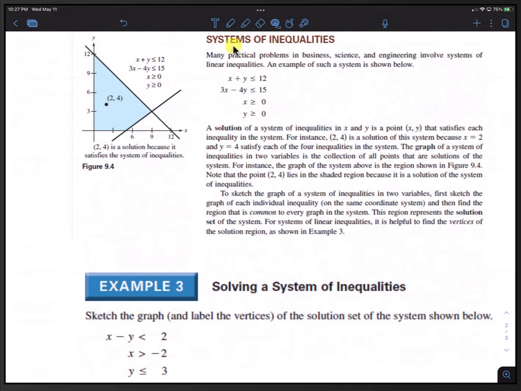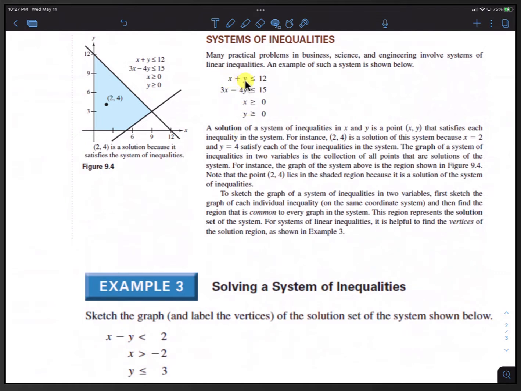All right, now we're going to get into systems of inequalities. Many practical problems in business, science, and engineering involve systems of linear inequalities. An example of such a system is below. So in a system of inequalities, you have two or more inequalities given at the same time.